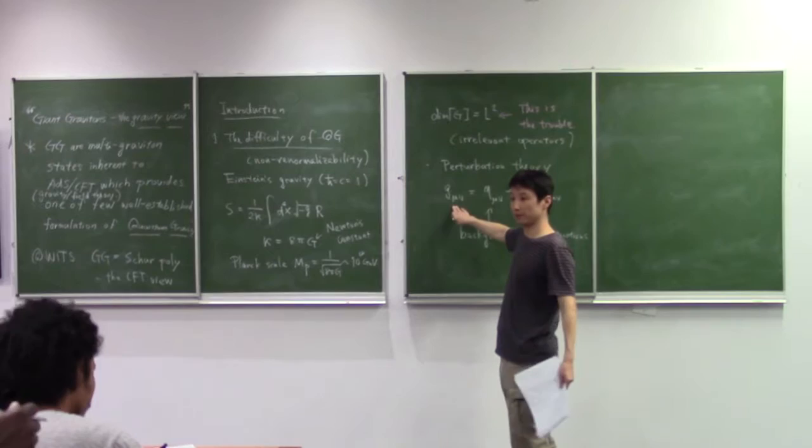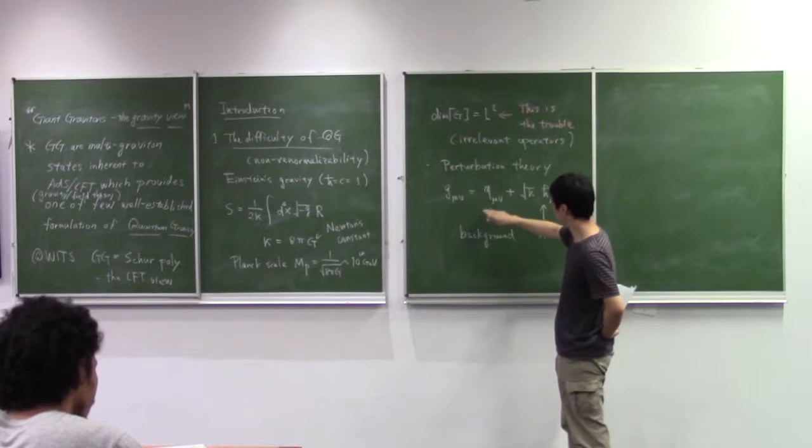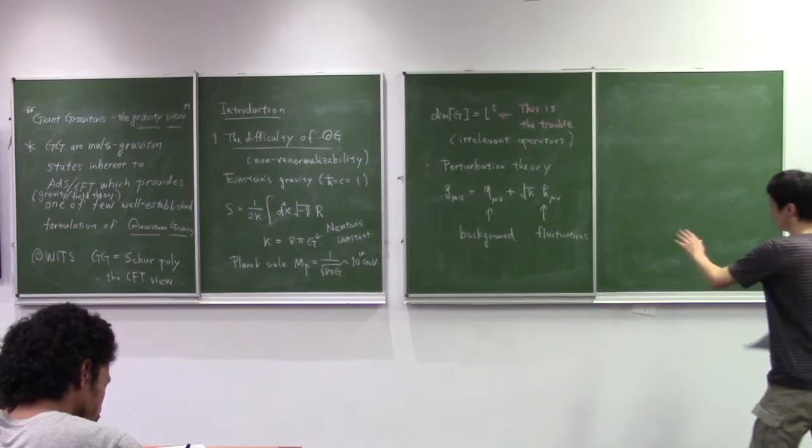And in the scalar field theory, what you do is actually you expand the scalar phi into the background and fluctuation. But the background happens to be quite often zero, and so you only have fluctuations. But in this case, the obvious background you can take is the flat background.